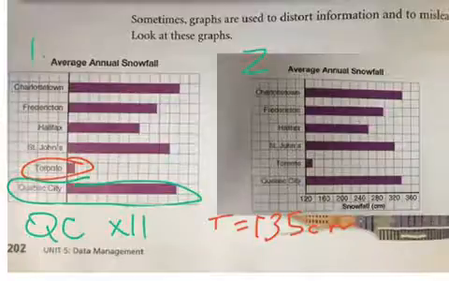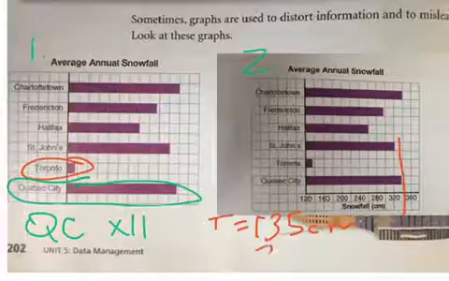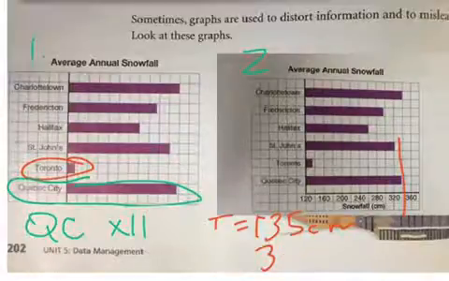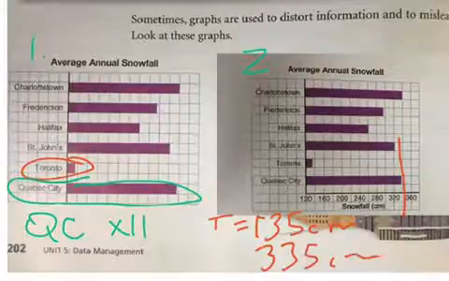And then if we look at Quebec City, it runs in around here, which would be about 320, 340, or 330, 335 we could say. Let's make that correction. Quebec City gets about 335 centimeters of snow.